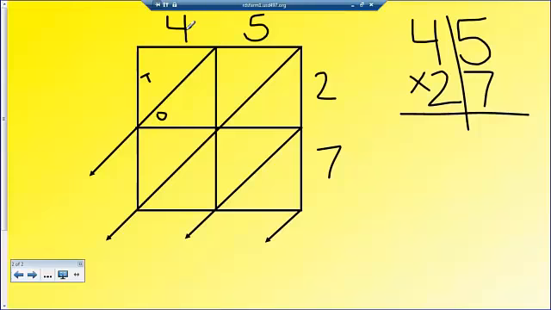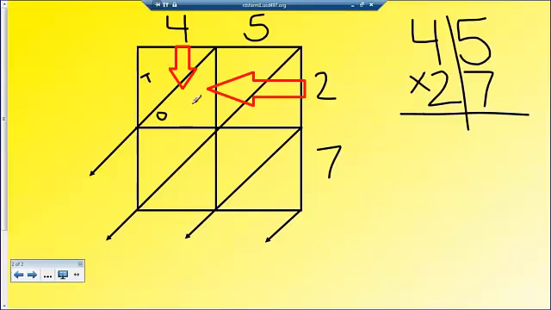Slide your finger down from the number on top while you slide a finger over from the number on the side. The box you land in is where you'll put the product of that basic fact. I like to start with the tens place digits since I read numbers from left to right or from largest place value to smallest. So I'll start with 4 times 2.